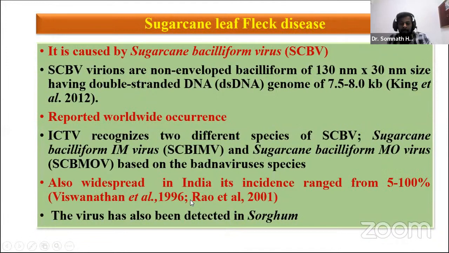This is also widespread in India. Its incidence ranges from 5 to 100% in sugarcane varieties. This virus is also reported in sorghum.